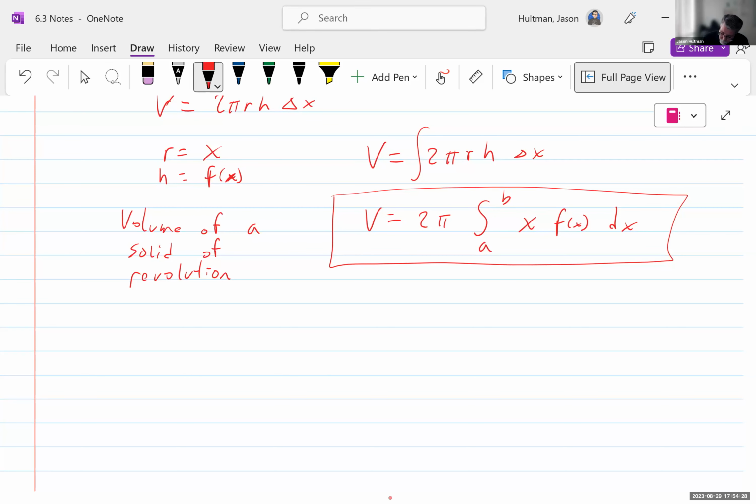Okay, the volume of a solid of revolution using cylindrical shells. So this is called the method of cylindrical shells.